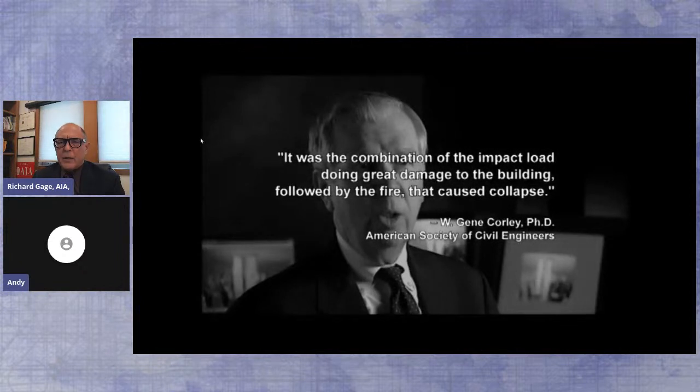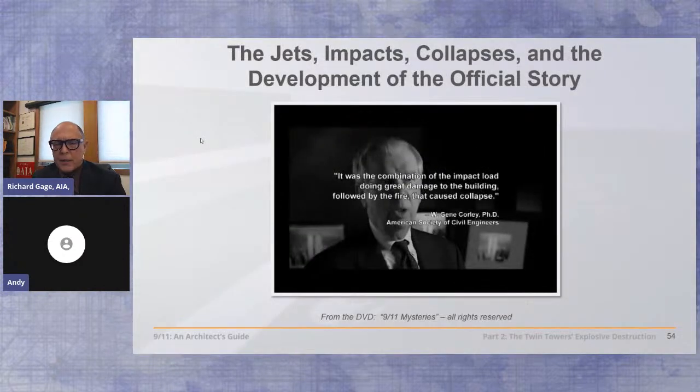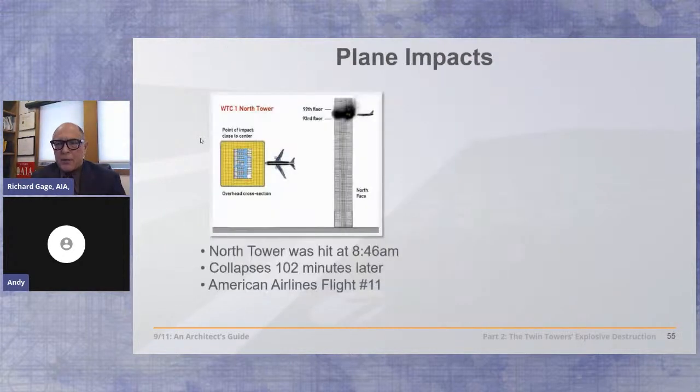Well, here's the official story in a nutshell, and we're going to proceed to examine that quite critically today. But let's look at the airplane impacts. We have the North Tower hit at 8:46 in the morning. It's hit about 15 stories down from the top, and it collapses over an hour and a half later.